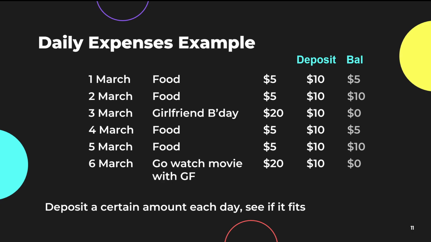Second day, I put $10. I use 5, then the remaining 5, I will keep it to my balance. So that will be $10. Then on the third day, it was like my girlfriend's birthday, although I don't have any girlfriend. Okay, so $30. I allocate $10 this day, right?